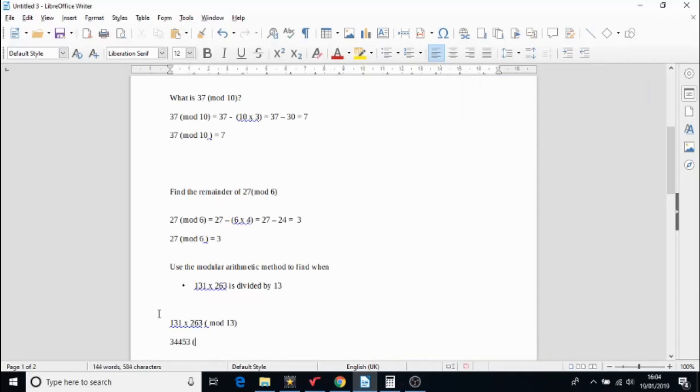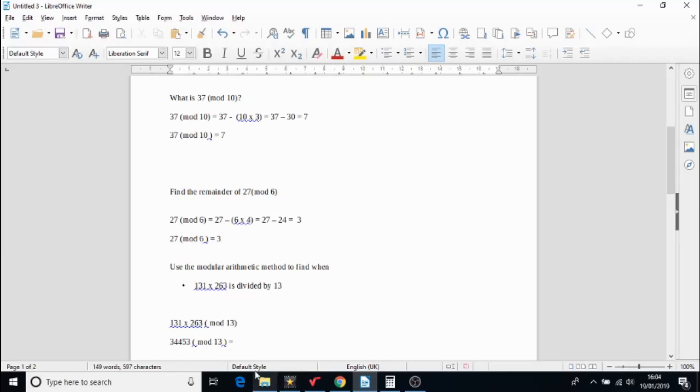So 131 multiplied by 263 is 34,453. So you'd write the question exactly like the previous question: 34,453 mod 13. Okay. This is important again to know your 13 times tables.